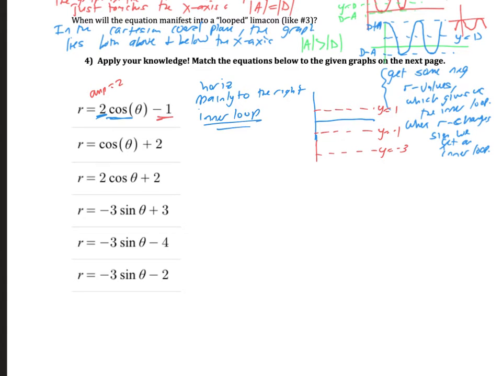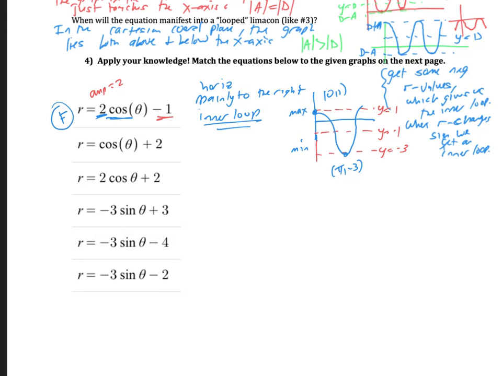So we know the maximum and the minimum. We've got the point (0, 1), and then we would have the point (pi, negative 3) on our graph. So let's look at the graphs on the next page and see if we can find this one. This first one is going to be F. Okay, let's look at the next one.